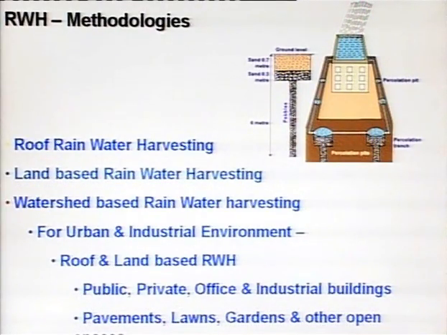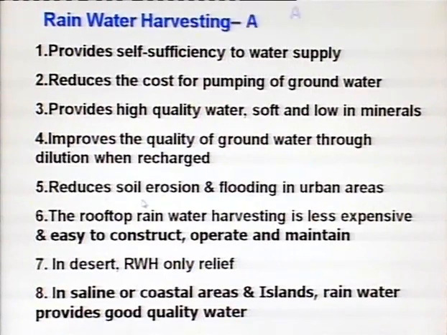Pavements, lawns, gardens and other open spaces are used for rain purpose, and that water is collected, water is harvested in big containers or in the ground. So what are the advantages of rainwater harvesting? Firstly, to provide self-sufficiency in water supply, and reduce the cost of pumping groundwater.